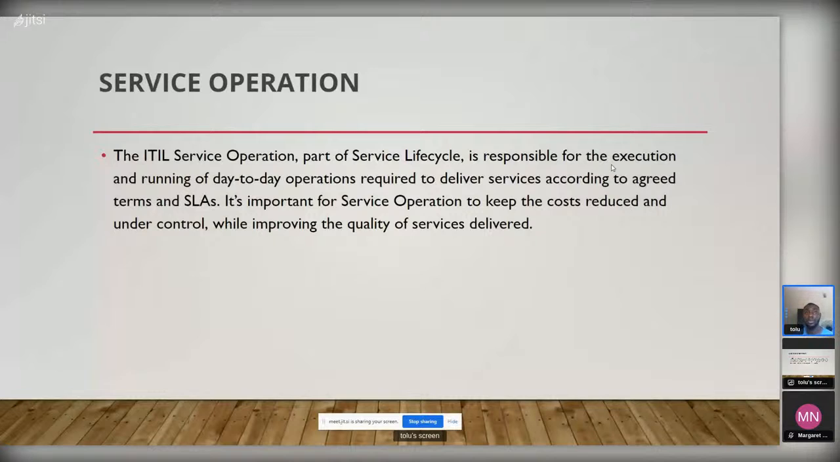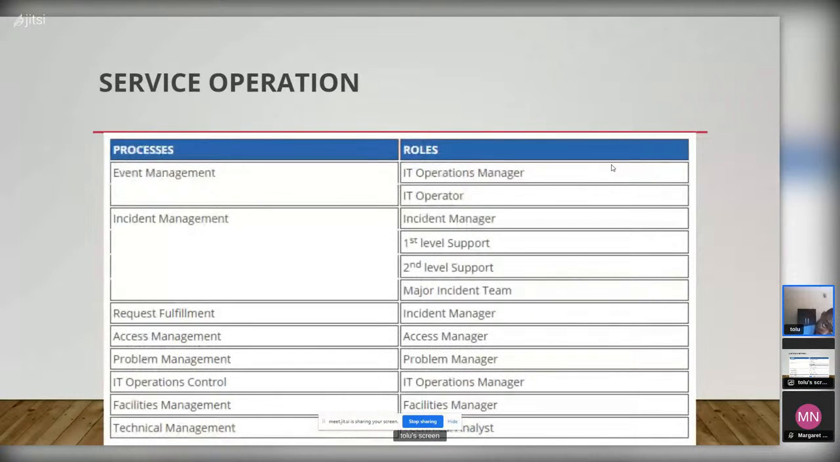So the day-to-day usage, that's events, checking for events. How the service you provided is being used, how people are interacting with it. This is what is done in service operation. It's being monitored to see how people are using it. Because during the monitoring, that's when you can know that there's an event happening, that there's an incident, and that there's a problem, and you can target all this. Also, it's here that you will know that the service level agreement that was agreed upon is met. And for service operation, we have event management, incident management, request fulfillment, access management, problem management, IT operational control, facility management, and technical management.